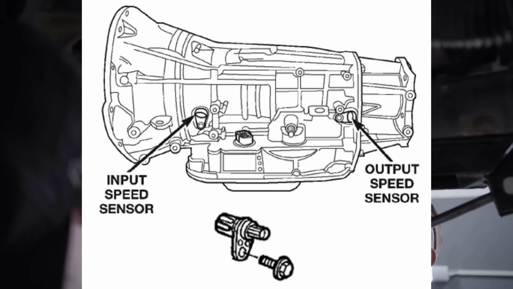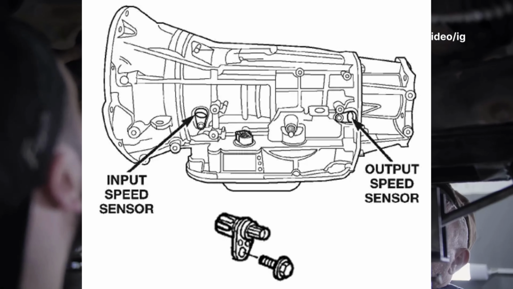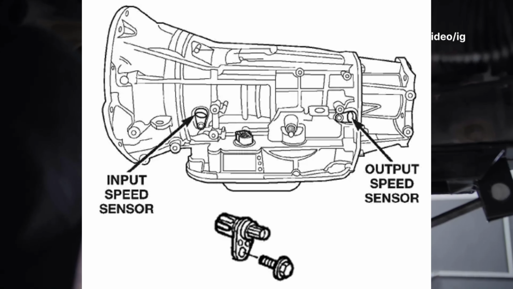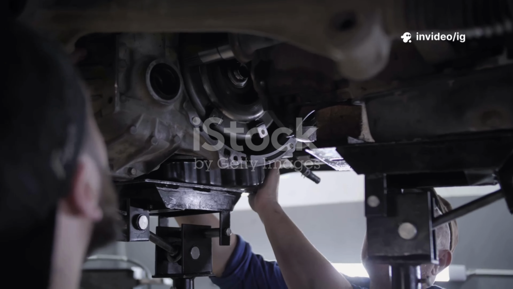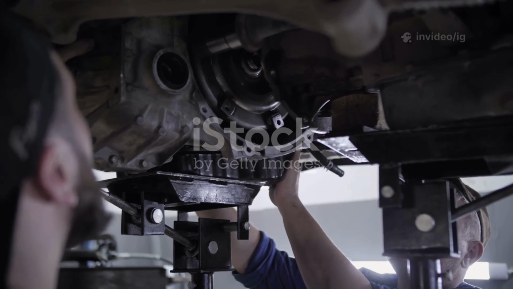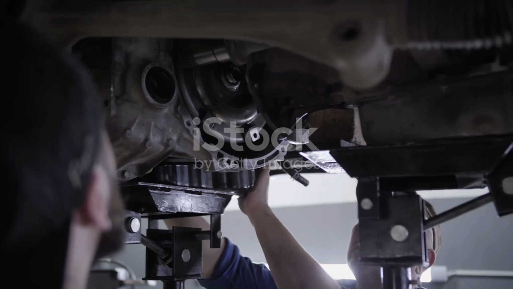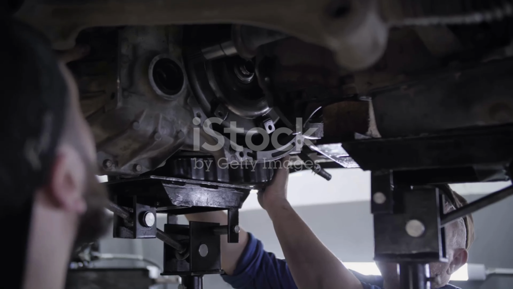Input and output speed sensors, ISS-OSS. Location: both sensors are mounted on the transmission case, near the input and output shafts. Function: works with the intermediate shaft sensor to ensure accurate speed readings.